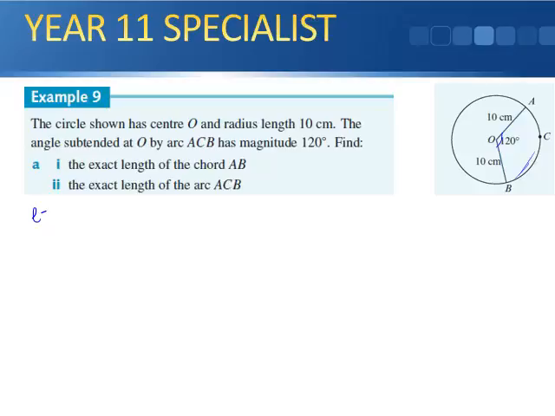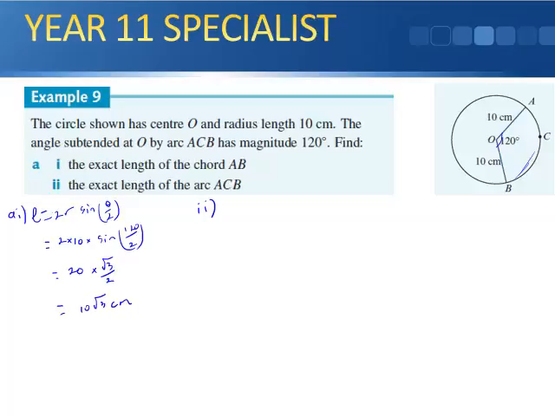So length of the chord, I've got 2r sine theta on 2, which equals 2 times my radius, 10, sine 120 divided by 2, so in other words 60 degrees. So I've got 20 sine of 60, which is the square root of 3 on 2, so I get 10 square root of 3 centimeters is the length of the chord. I won't write it in words. That's part 1.